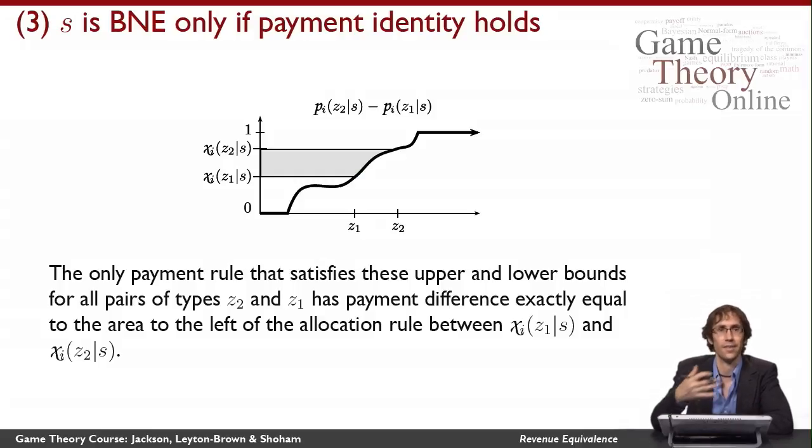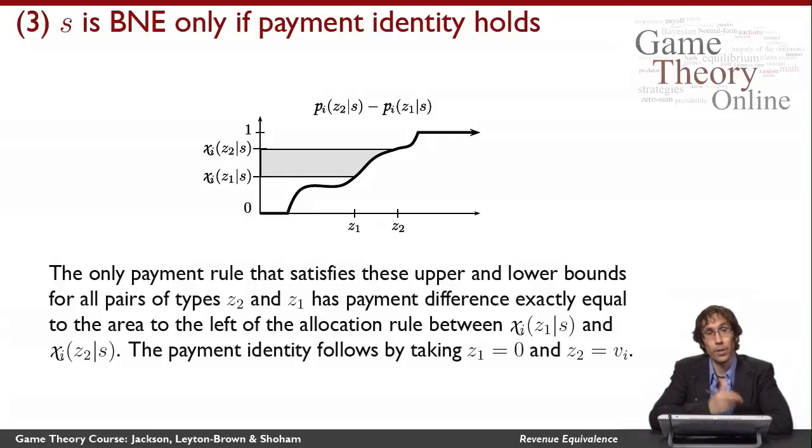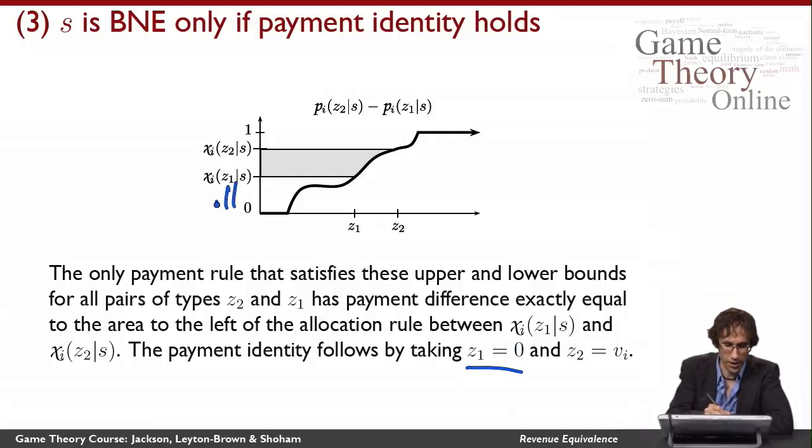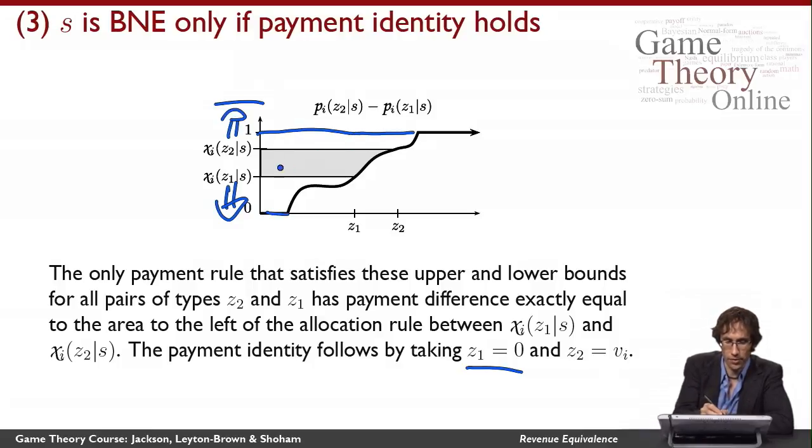And if you'd like to see the proof with calculus, you can look at the book citation that I gave you at the beginning. And that pretty much gives us the payment identity. In order to get the payment identity, we just want to set Z1 equals 0, so push this guy all the way down, set Z2 equals 1, and then that gives us this whole shaded region that we saw before.